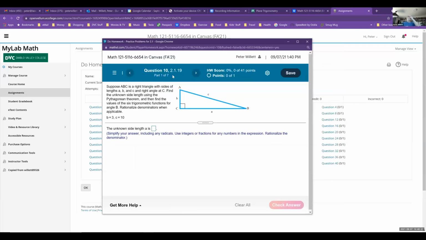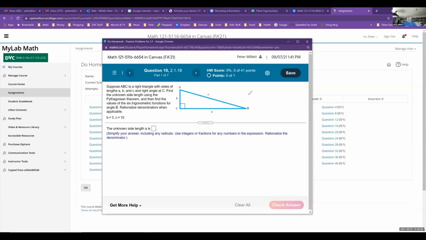All right, so this is problem number 10 from the practice problem set on 2.1. Suppose ABC is a right triangle, so they're showing it here, with sides of length little a, little b, and little c, so they're showing those there. And right angle at C, so they're showing a box here to show us the angle C is a right angle. Find the unknown side length using the Pythagorean theorem, and so they told us 2 of the sides. Then we're also supposed to find the values of the 6 trigonometric functions.